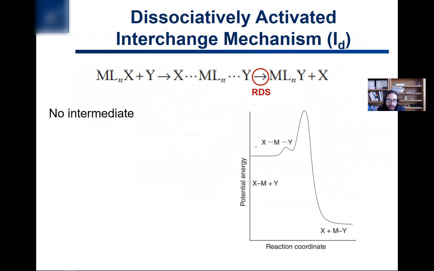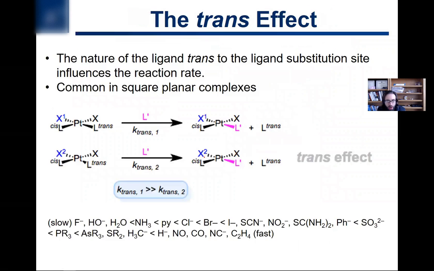And then you also have the dissociatively activated interchange mechanism. Interchange mechanisms don't have any RDSs, but you would have a higher reaction barrier for the second step, but there's no intermediate to detect. And it's pretty hard a lot of times to tell whether or not you have an interchange mechanism or not.